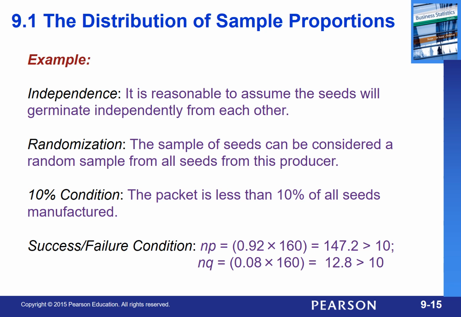And then I'm going to check my failure. I usually check the smaller percentage first, but this time I didn't for some reason, because if it's going to fail, it's going to fail for the small one. So we take our number of seeds, 160, times our rate of non-germination, or failure rate, which is 8%. Multiply those two together and you get 12.8, which is just bigger than 10. Perfect. We're good to go on those.